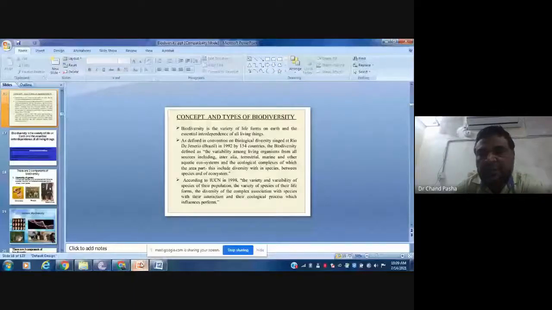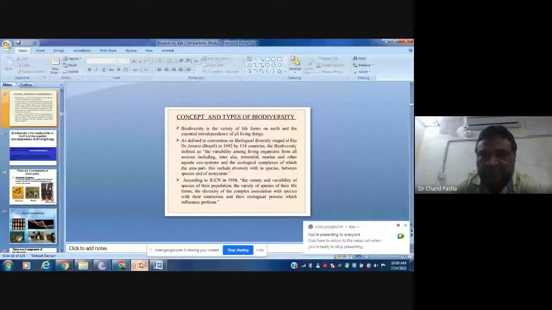So that is one definition. Biodiversity is a variety of life, variations among the living organisms on the earth, and there is an essential interdependence among the living organisms. That is one way. There is a second.